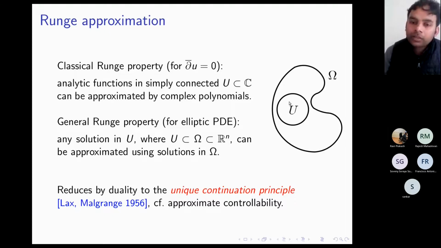So you can approximate the solution in U by a suitable solution in omega, and you can do that with partial data. So let's say you want to consider a sequence in omega such that on this part of the boundary it is 0, and it's supported only here. That's also fine. You can do it. So that's the Runge property for the elliptic PDE.